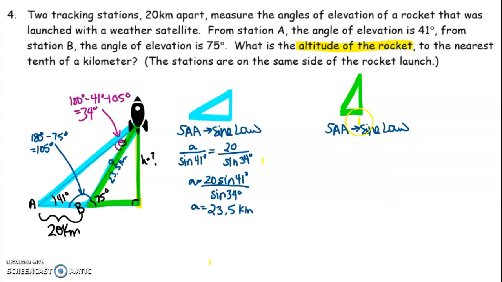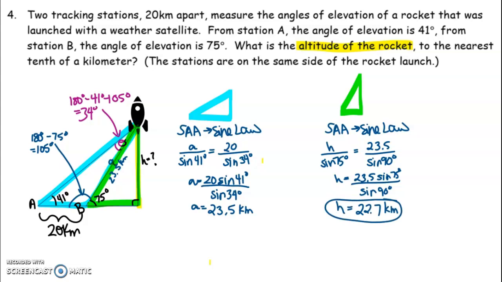So setting up my sine law for the green triangle, the triangle on the right-hand side, we're going to do h over sine 75 is equal to 23.5 over sine 90. You can go ahead and isolate for h, and your h value happens to be 22.7 kilometers. So therefore, the rocket's altitude is 22.7 kilometers.